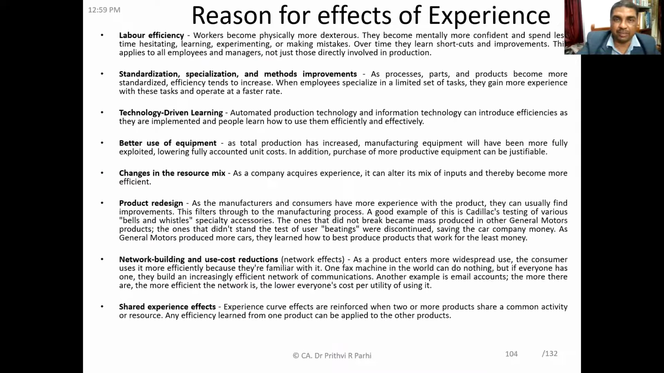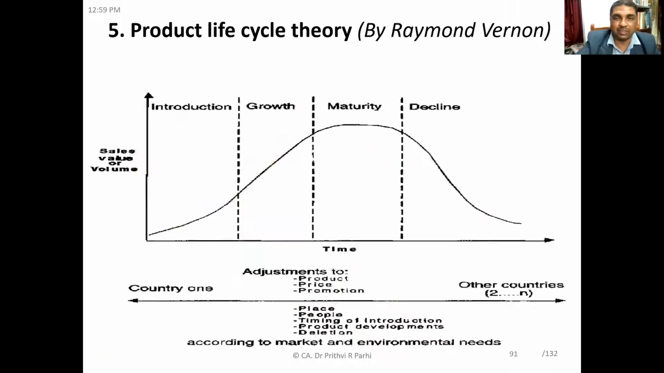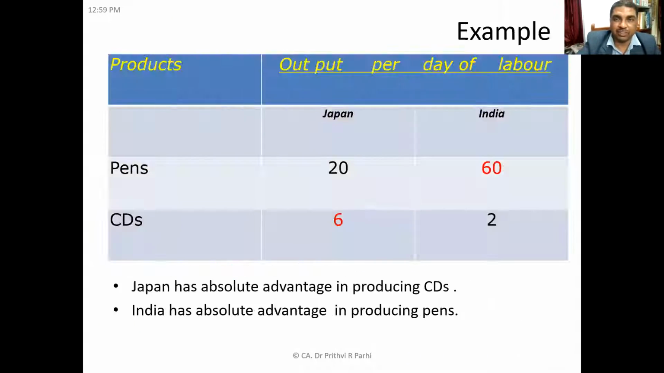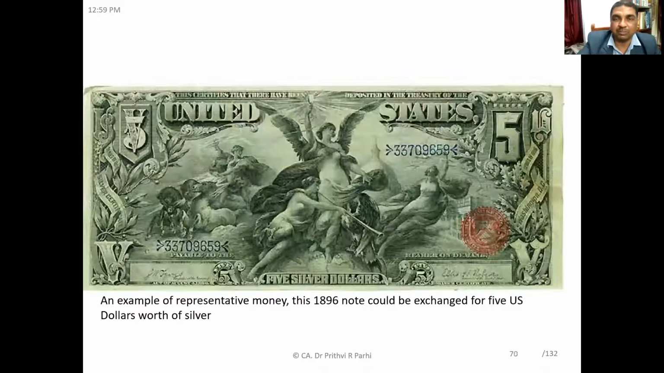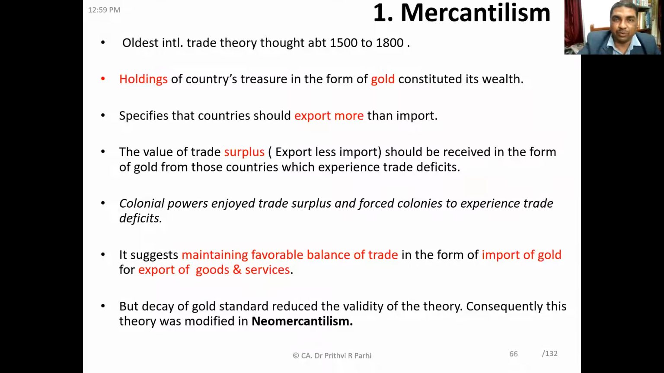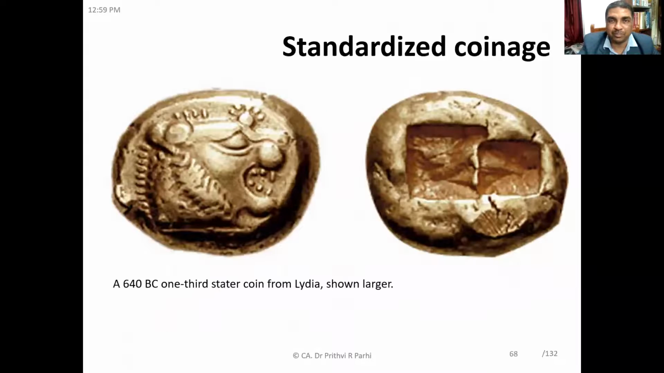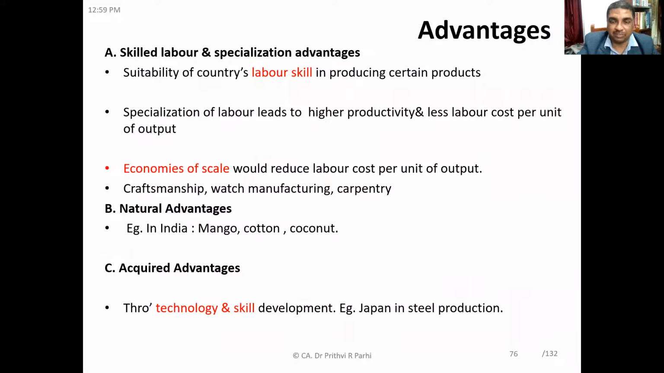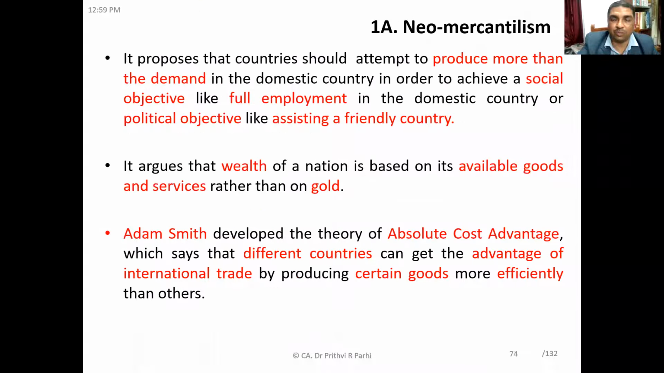Okay, so let us have a quick look at the theories that we have learned. Friends, we started first of all with the theory of mercantilism. This theory suggests that countries should export more and keep the surpluses in gold form. Then we learned the neo-mercantilism theory, which suggests that it is not gold which shows the country's wealth. It is rather the availability of goods and services which defines the wealth of the country. So a country should produce more goods and services.